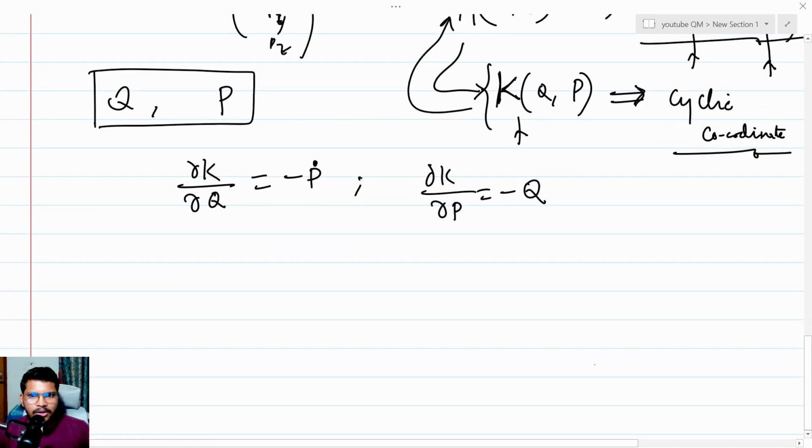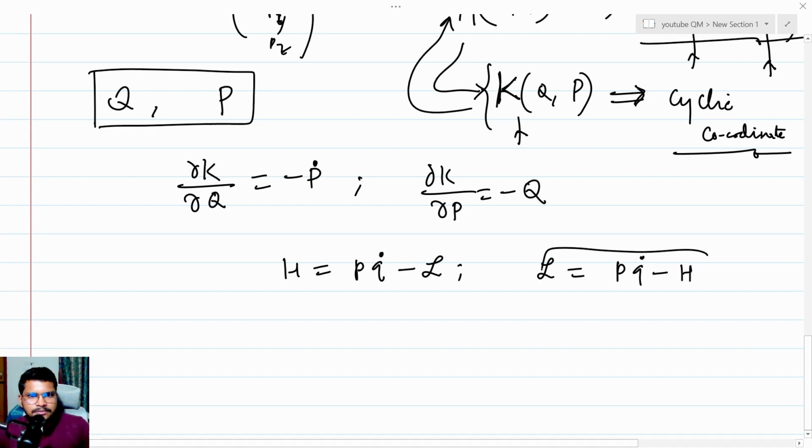Now, I know what the original Hamilton equation is. The original Hamilton equation is basically H = p q dot minus L, where L is the Lagrangian. Now, where does this equation come from? I told you what the most fundamental thing is: the action.